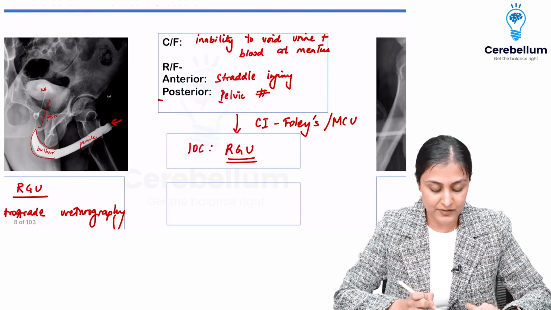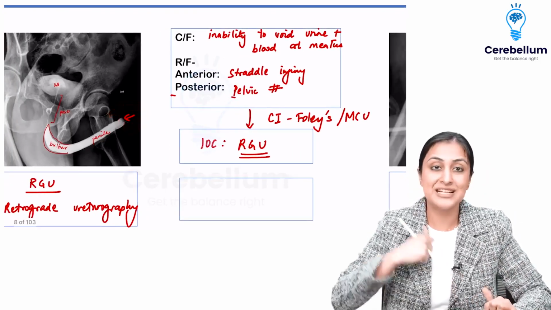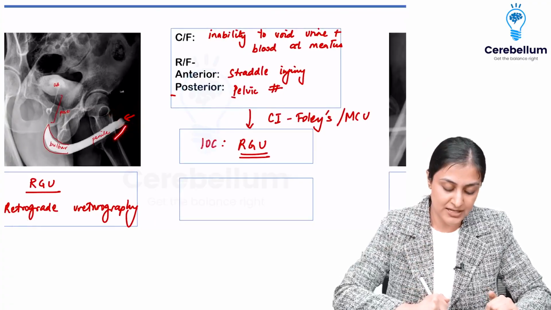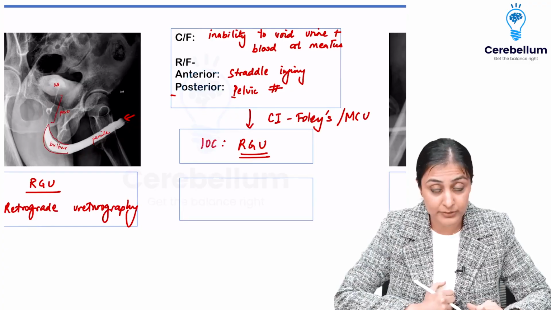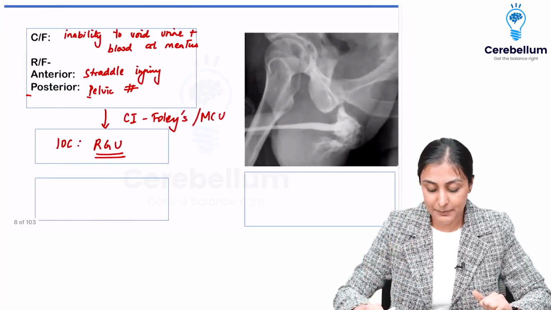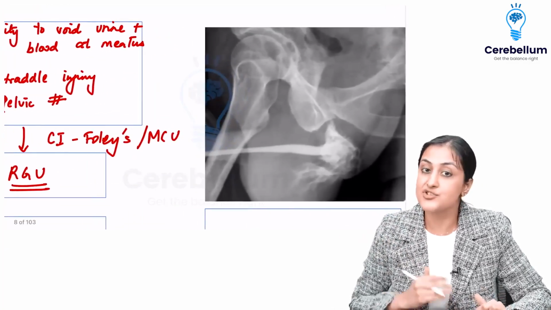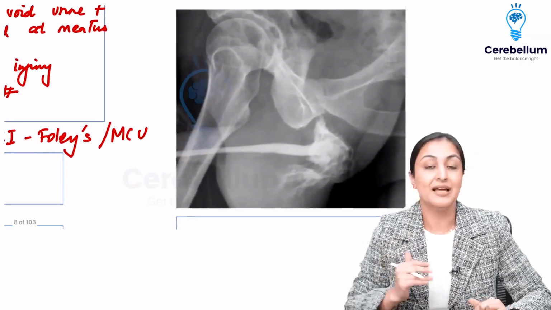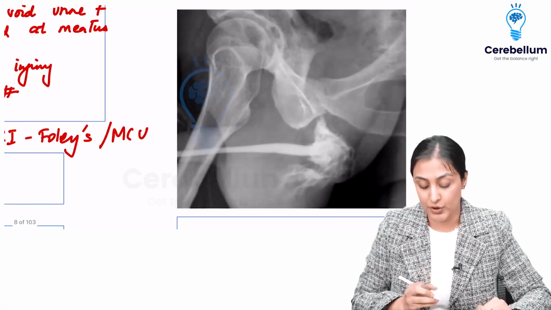So that is why we said that I'm not gonna put Foley's and just gonna inject contrast. If I see this, it is normal. Now let's take a look at our patient. So this is the RGU of a patient with urethral trauma. Is this normal? This is not normal.